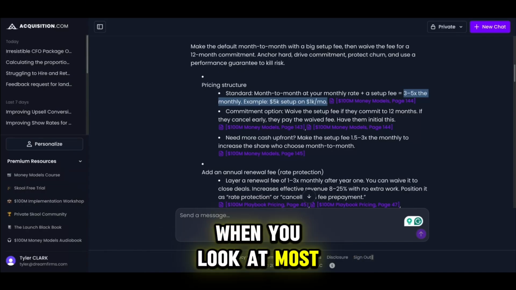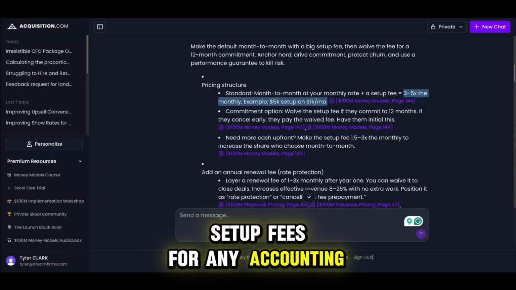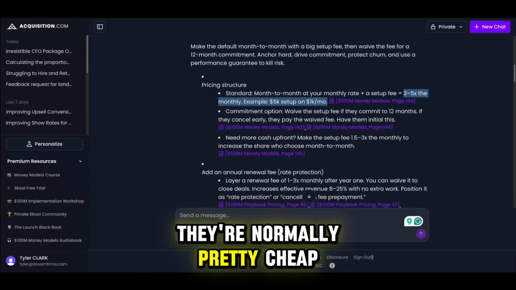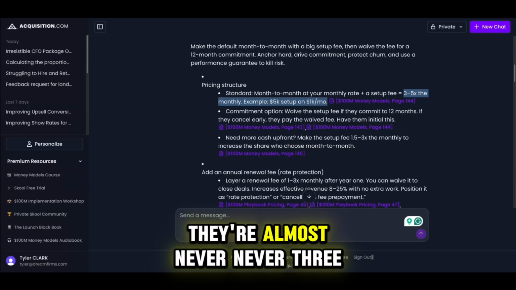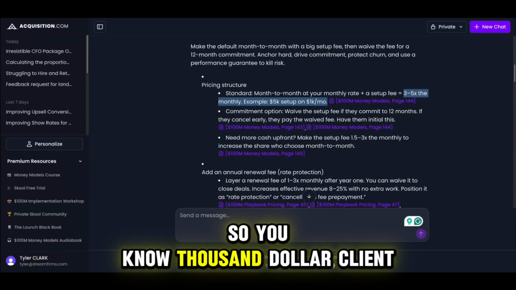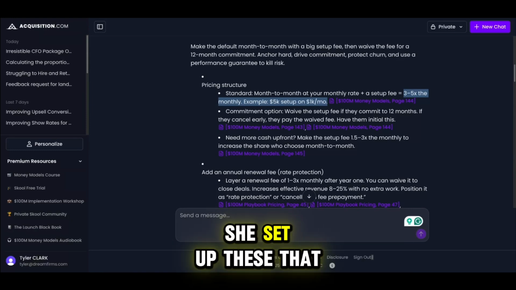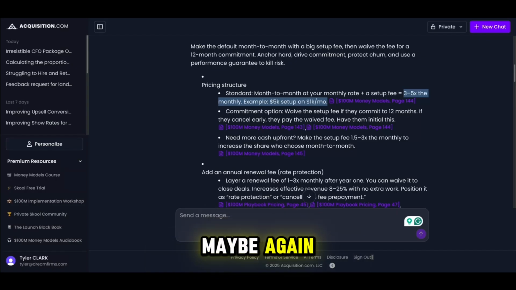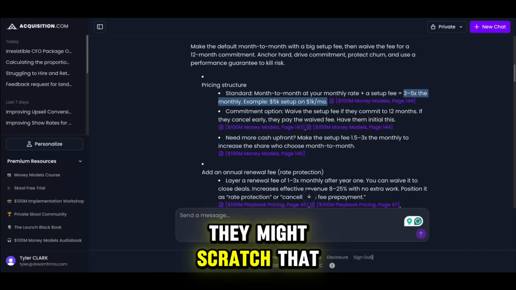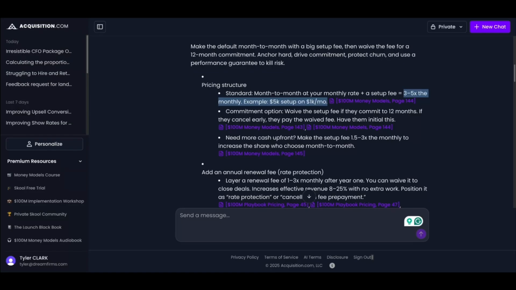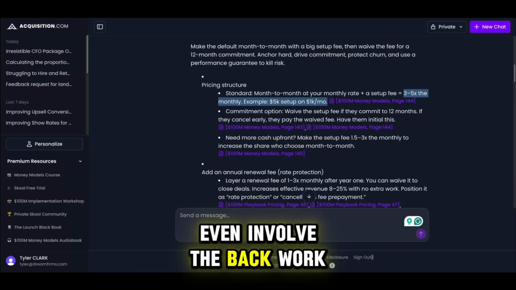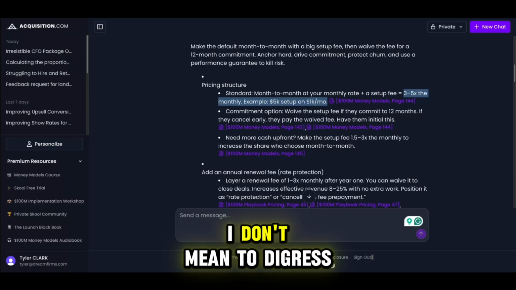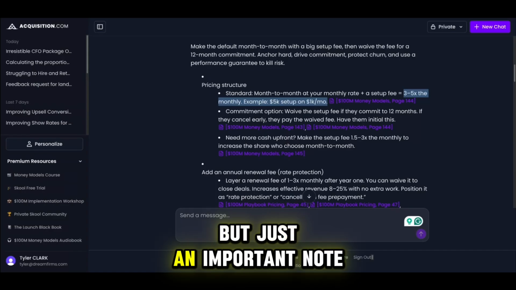Now, normally when you look at setup fees for any accounting firm services, they're pretty cheap. They're almost never 3 to 5 times the monthly rate. So, $1,000 client, you don't normally see setup fees that are $3,000 to $5,000. You might see a setup fee that's a couple hundred, maybe $1,500, maybe $3,000, but typically not. And those setups usually don't even involve the back work, which is typically billed separately. So anyway, I don't mean to digress, but just an important note here.